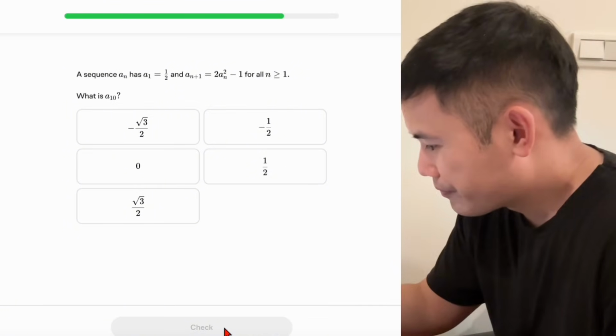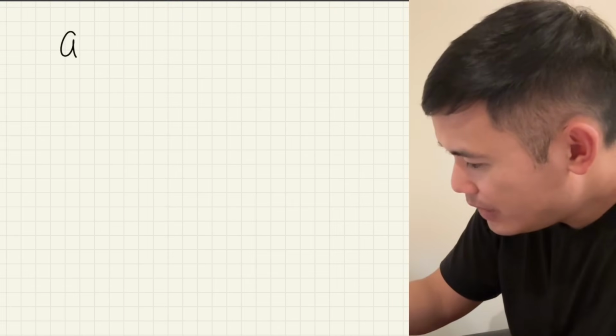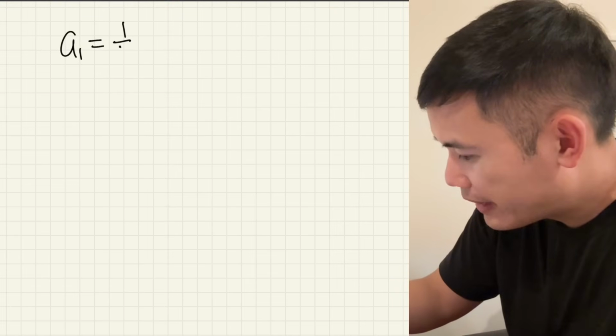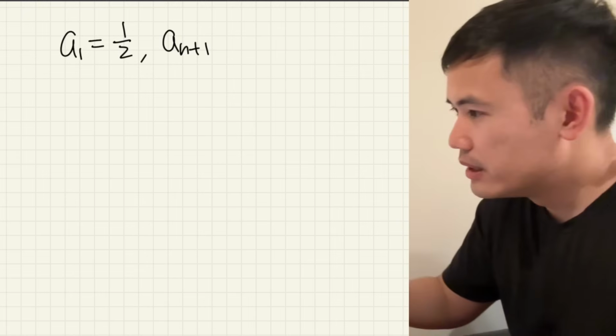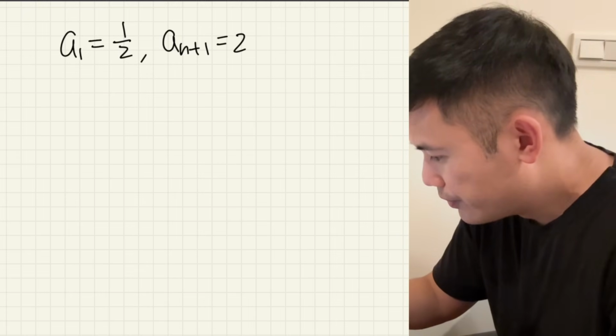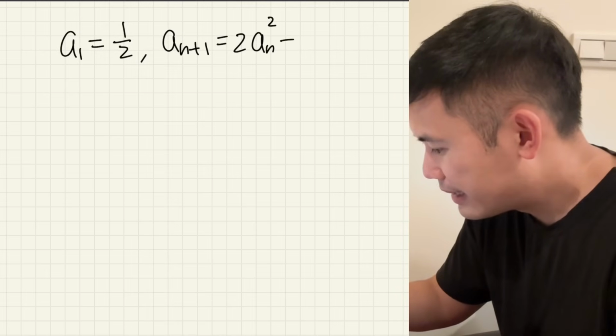All right, so here we are given that we have a sequence, and we know that a1 is equal to 1/2, and then a_{n+1} is equal to 2 times a_n squared minus 1.